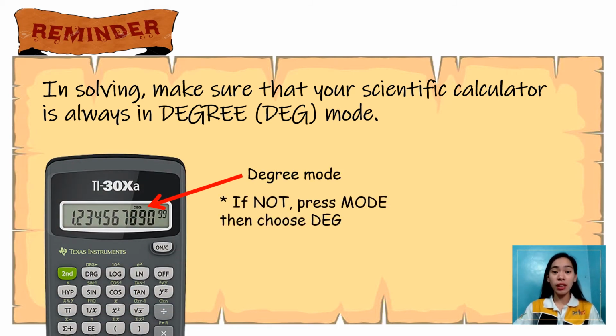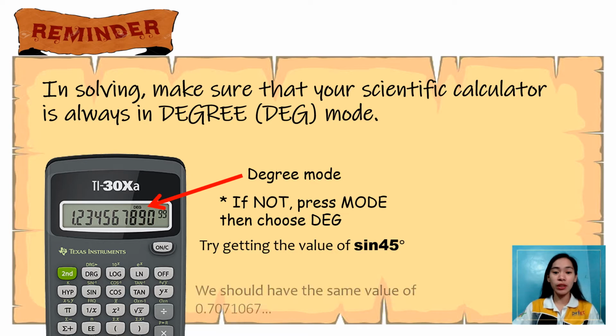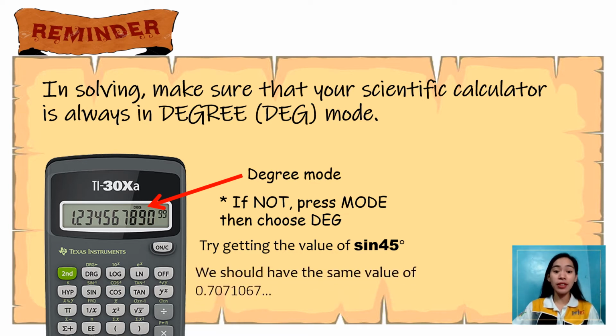So if not, press mode, then choose deg. Okay, so let's try getting the value of sine 45. And we all know that sine 45 is square root of 2 over 2. So if you get the same value of 0.70167 and so on, then you are ready to solve angles of elevation and angles of depression.